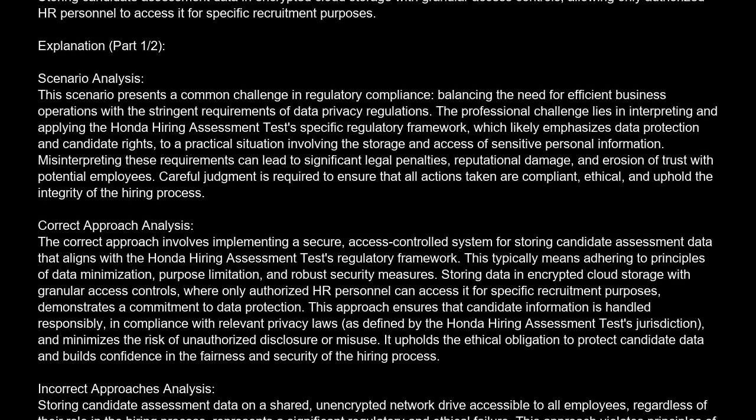This approach ensures that candidate information is handled responsibly, in compliance with relevant privacy laws, as defined by the Honda hiring assessment test's jurisdiction, and minimizes the risk of unauthorized disclosure or misuse. It upholds the ethical obligation to protect candidate data and builds confidence in the fairness and security of the hiring process. Incorrect approach analysis.